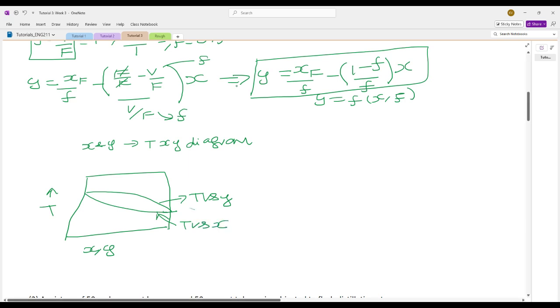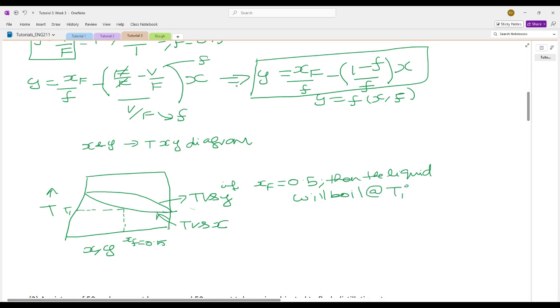So if you know the mole fraction of the more volatile component in the feed, then we can determine the temperature at which that particular fluid will boil. If say x_F is equal to 0.5, then the liquid will boil at T1 degrees centigrade.